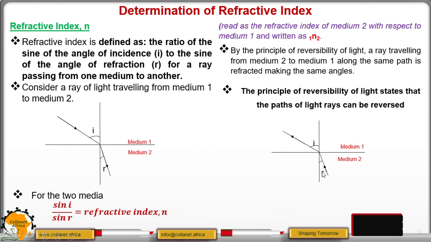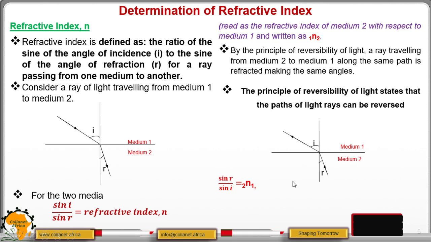We have now reversed the path. Instead of coming from medium 1 to medium 2, now the ray of light is coming from medium 2 to medium 1. But the path will remain the same. But now this R will be the angle of incidence and this I will be the angle of refraction. Remember, the angles remain. So using this, we can now get the refractive index of this medium. It will be sine of R, this one, divided by sine of I.